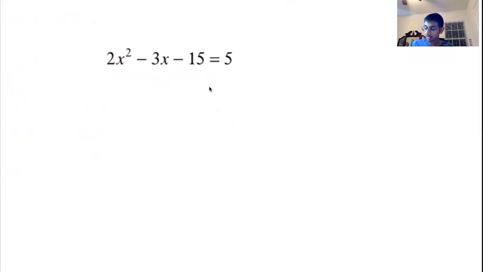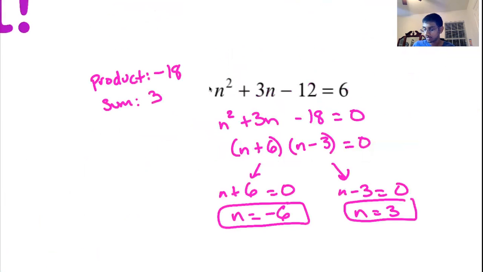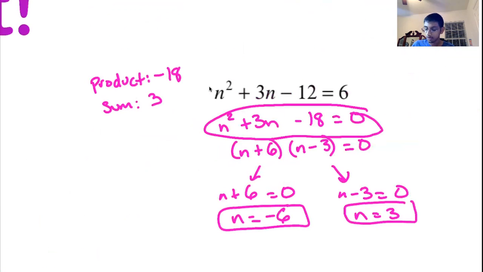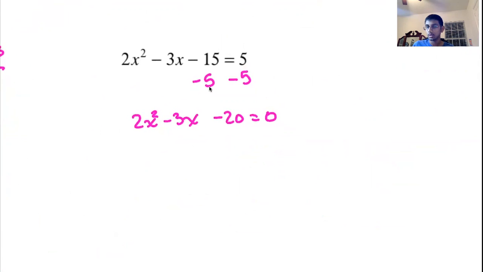All right, so same thing as the last one. They didn't put a 0 over here, so we need to subtract the 5 on both sides. So now we're going to get 2x squared minus 3x minus 20 is equal to 0. So from there, let's try the quadratic formula, because I think it's going to be a bit easier. Notice how over here it was very easy to tell that there was a factor for those, but this one's not as easy. So I'm going to do this with the quadratic formula.